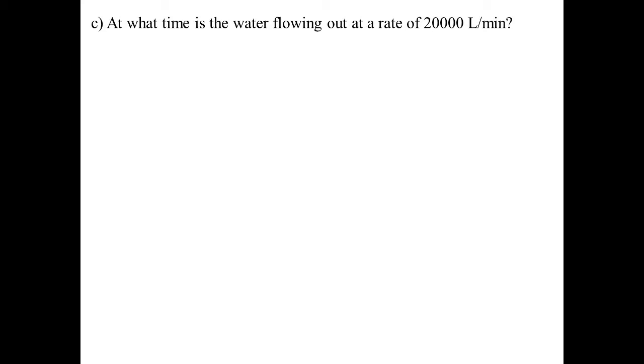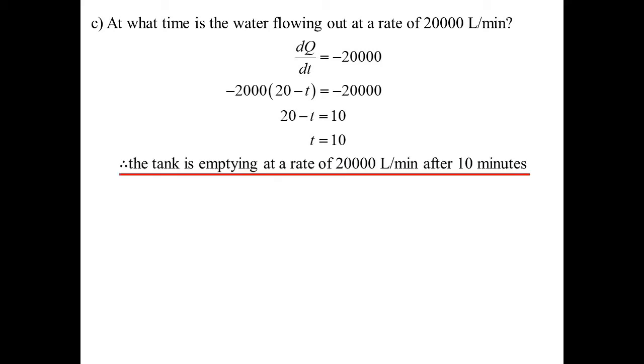Well, now it's the derivative I'm going to use. I want to know when dQ/dT is, and it would be negative because it's flowing out, it's decreasing. So it's going to be negative 20,000. And we solve that little equation, and we know after 10 minutes. So after 10 minutes we want to be having a look at this and see what's happening.